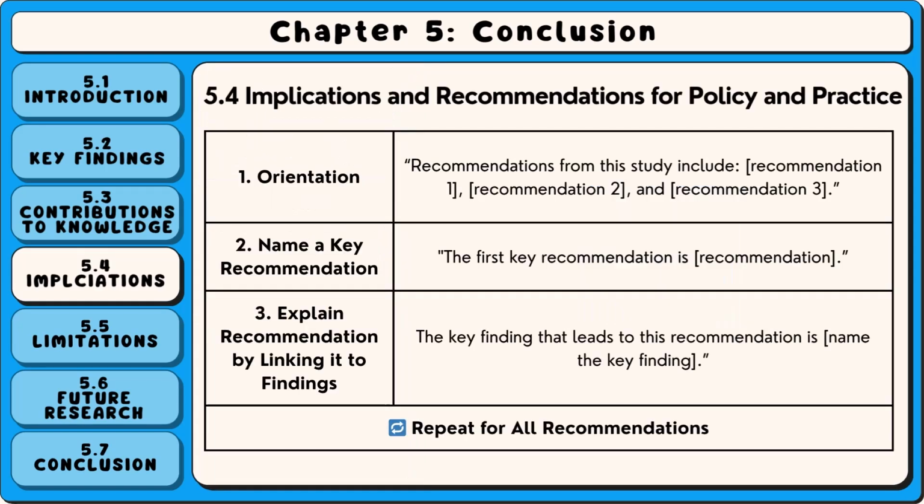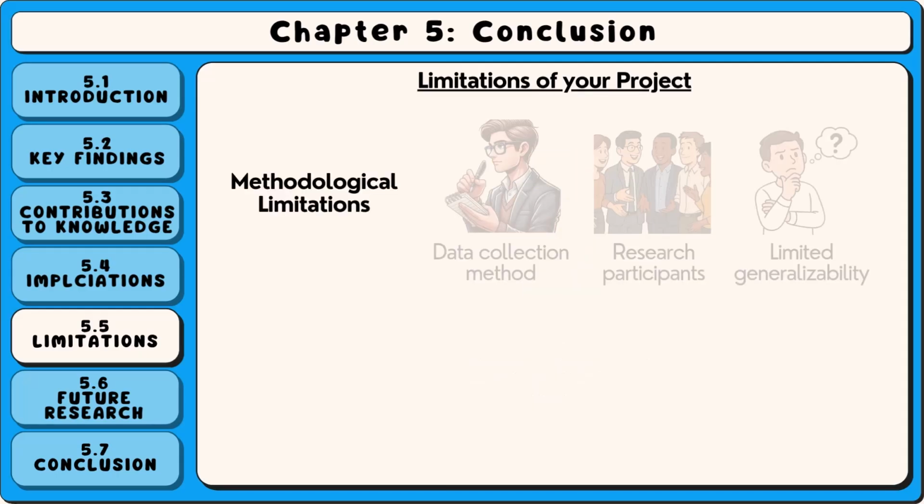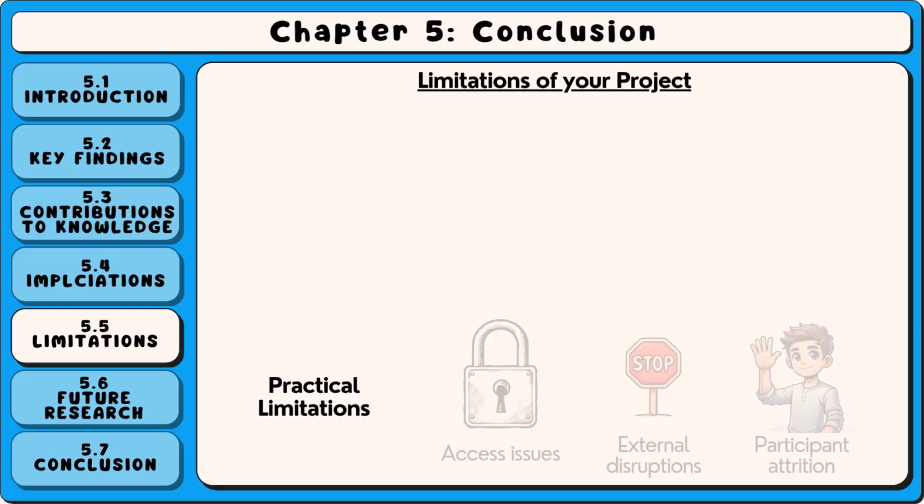That brings us to an end of Section 5.4, the implications and recommendations for policy and practice. In this section, you should have provided an orientation that outlined all of your recommendations, named all of your recommendations, and explained each recommendation by linking it to the findings. Section 5.5 outlines the limitations of your study. This includes both methodological limitations and practical limitations.